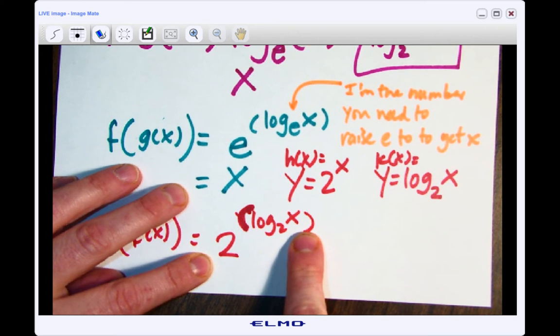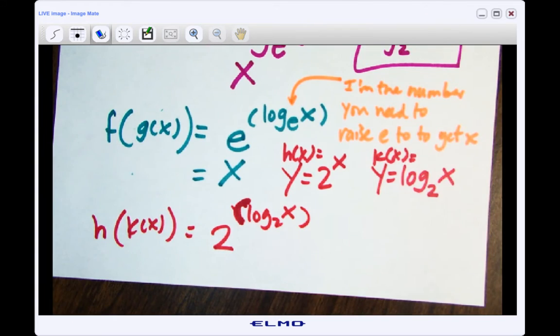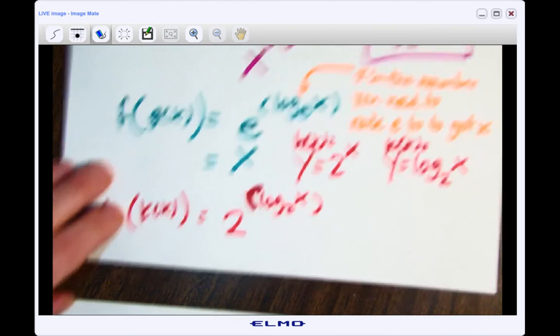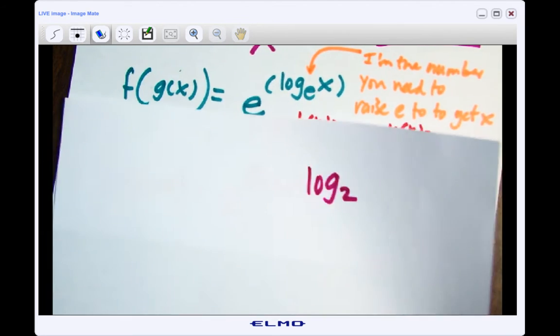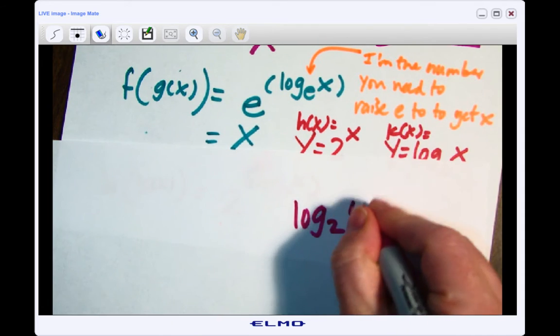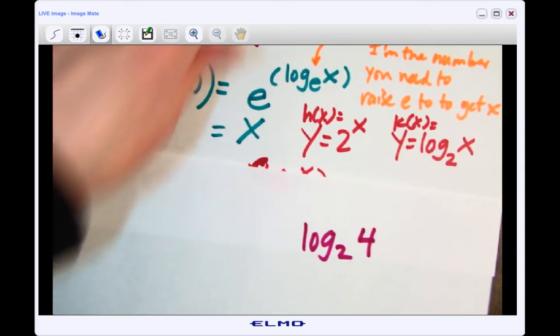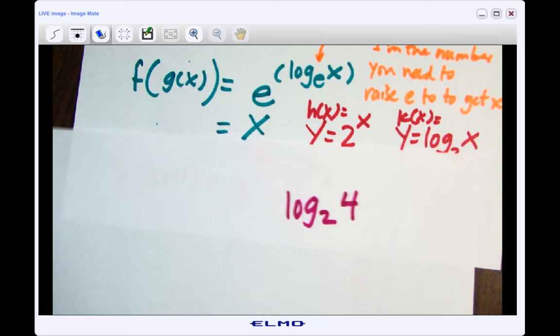Okay? Again, still having a hard time. The reason why I picked this one is because we're going to do it with a number. You ready? Let's this time say log base 2, oh sorry, I thought you could see it. Log base 2 of 4. What's log base 2 of 4?